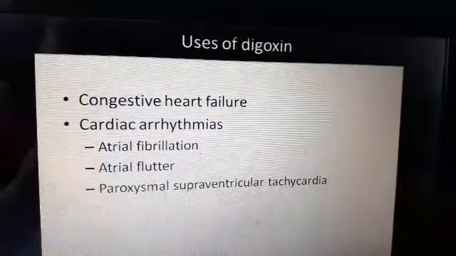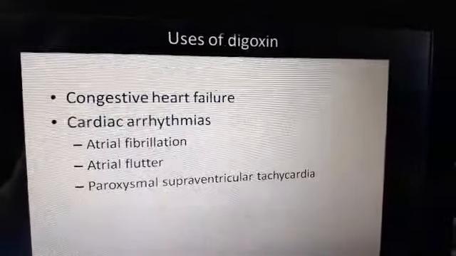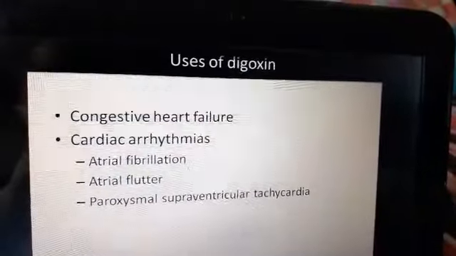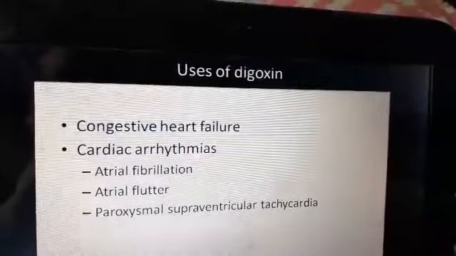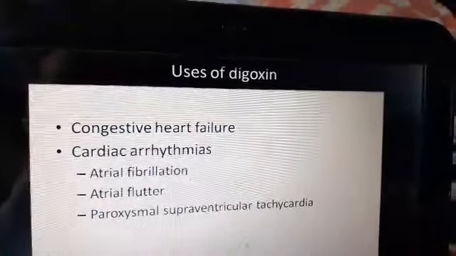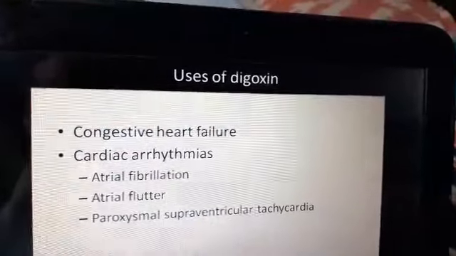It is used in congestive heart failure and cardiac arrhythmias: atrial fibrillation, atrial flutter, and supraventricular tachycardia. That means arrhythmias generated above the ventricle. It has a very important role because it filters most of the impulses from the atria reaching the ventricle, since it increases the refractory period of the AV node.